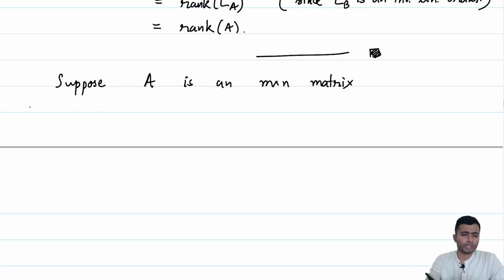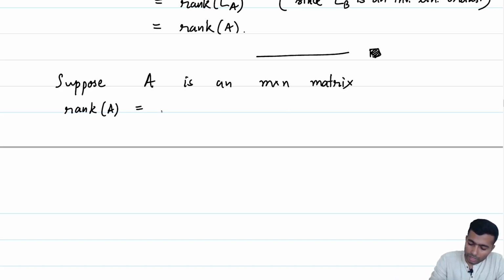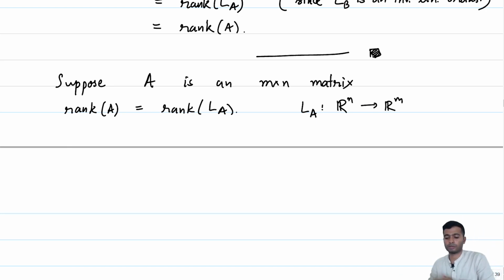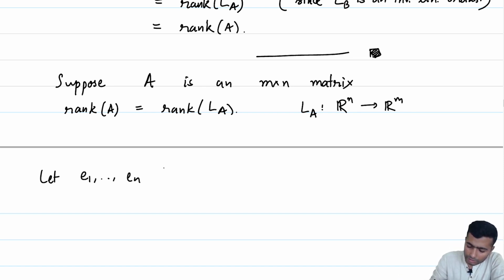Or before that, before even we get into what column space is, let us try to see what the rank of A should be like. So, what is rank of A? Recall that rank of A is nothing but the rank of L subscript A, right. Now, what is LA? Remember that LA is a map from Rn to Rm. This is an m cross n matrix. So, Rn to Rm is the map. So, LA, if you consider the standard basis of Rn, then let E1 to En be the standard basis.